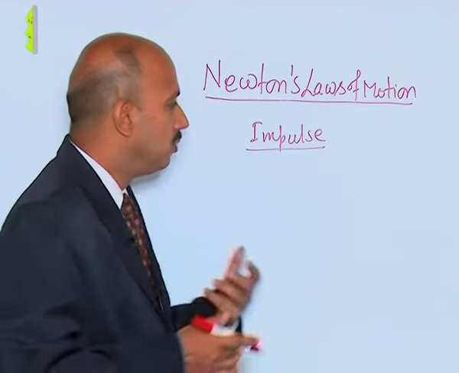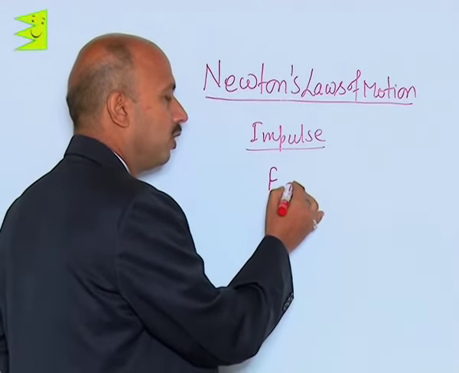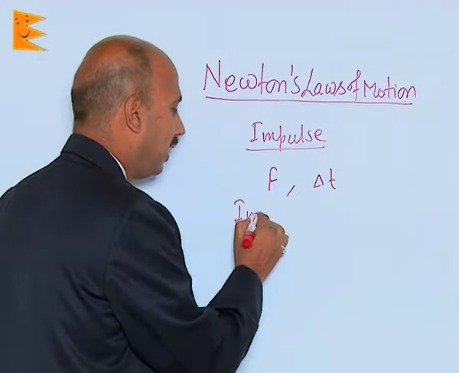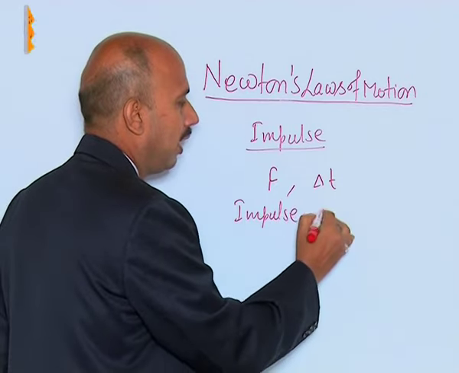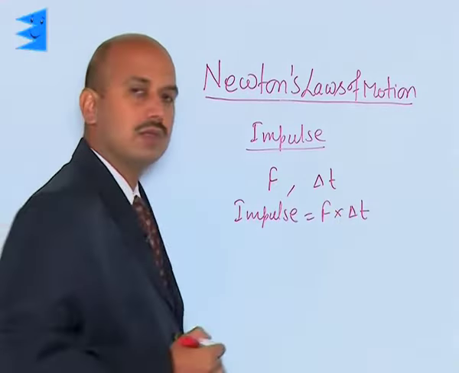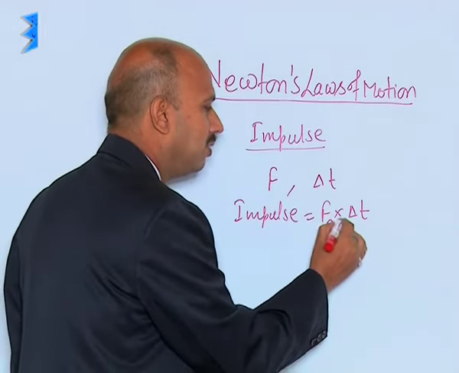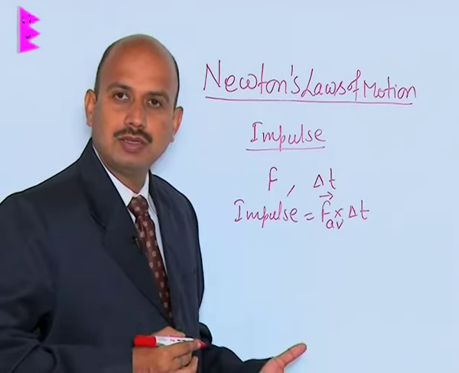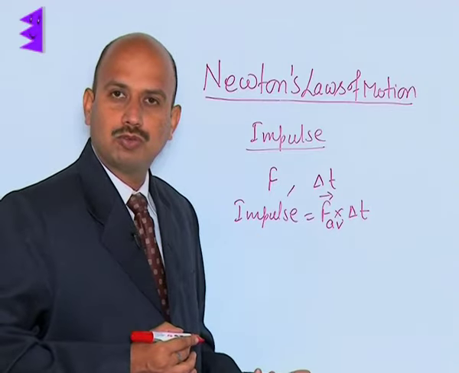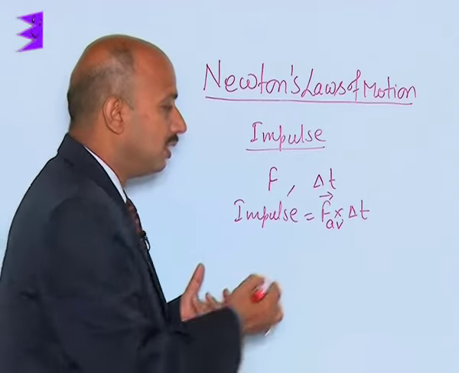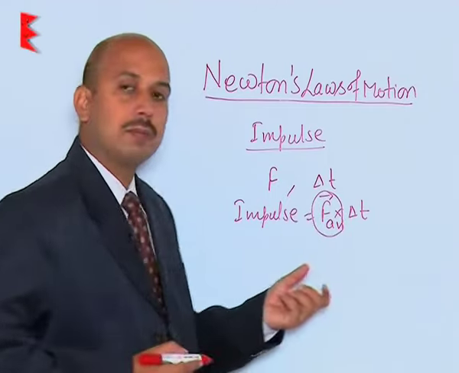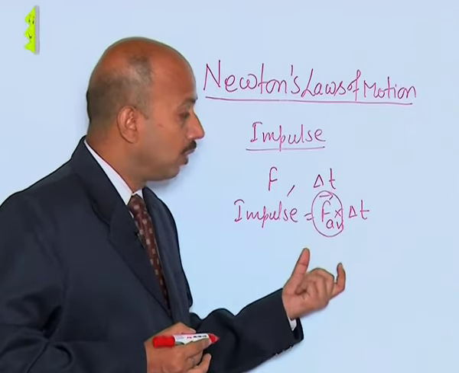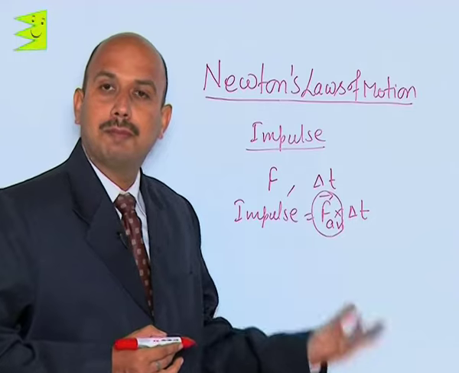Suppose force F is applied on a body for a small interval of time delta t, then impulse is defined as F into delta t. Here we can take F average, a constant force we are applying for the time. So impulse is a vector quantity, its direction is in the direction of the force only. So this F average, which is a constant force applied for the small interval of time delta t, is known as impulsive force, and the product of the impulsive force and time interval is known as impulse.